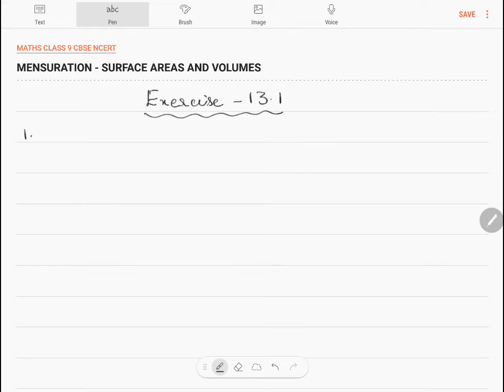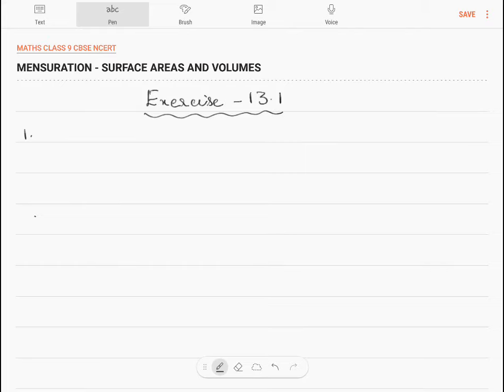A plastic box 1.5 meter long, 1.25 meter wide, and 65 centimeters deep is to be made. It is open at the top. Ignoring the thickness of the plastic sheet, determine number 1, the area of the sheet required for making the box. Number 2, the cost of the sheet for it, if a sheet measuring 1 meter square costs 20 rupees.